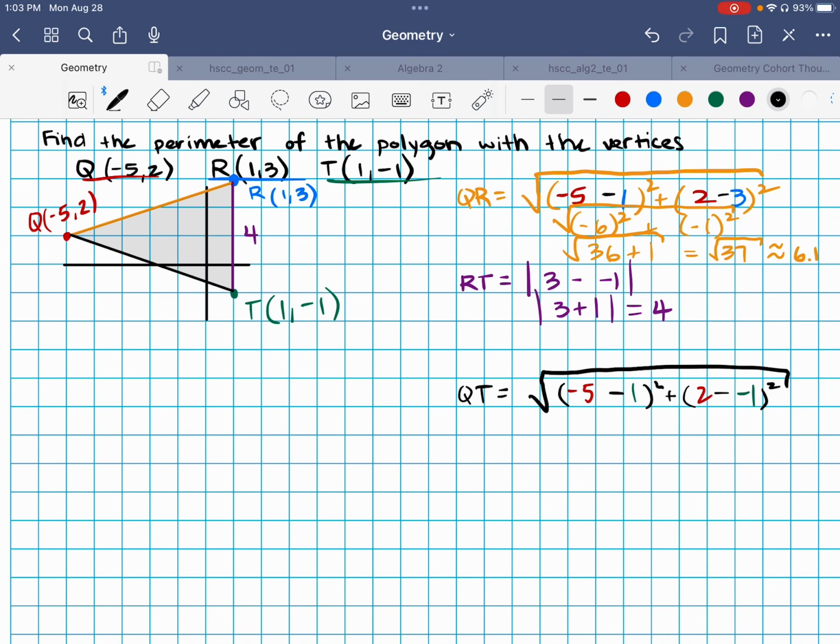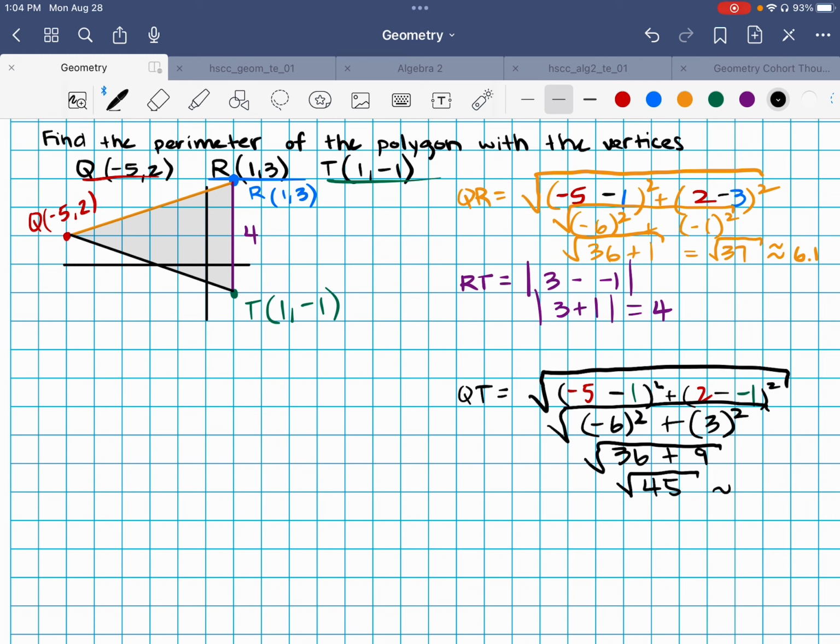Negative 5 minus 1 is negative 6. So we now have negative 6 being squared. Plus 2 minus negative 1, that's a 3. So we have 3 being squared. There's a big square root on top. We get 36 plus 9 under the square root, and this gives us the square root of 45.